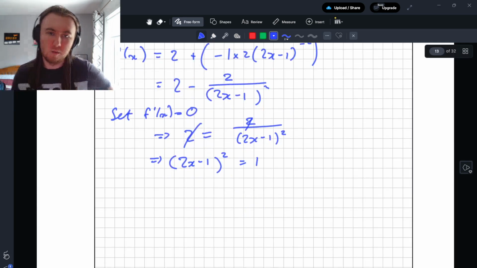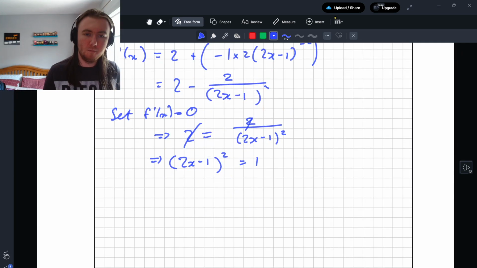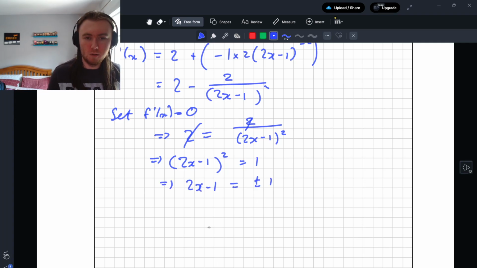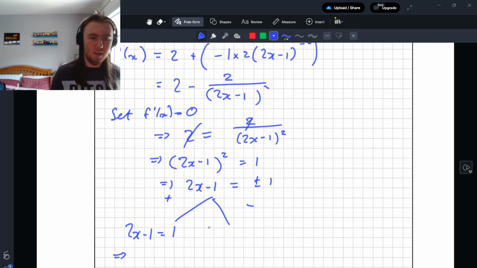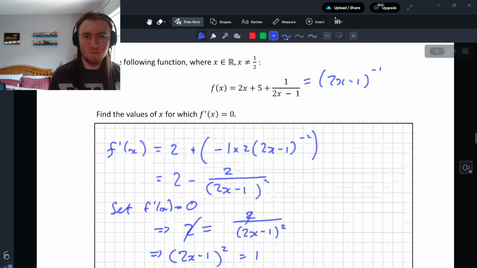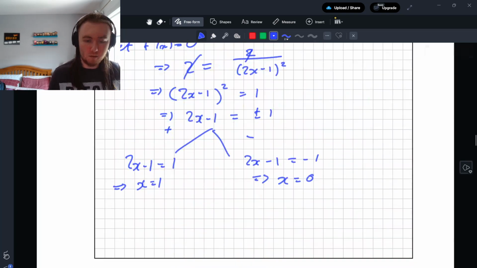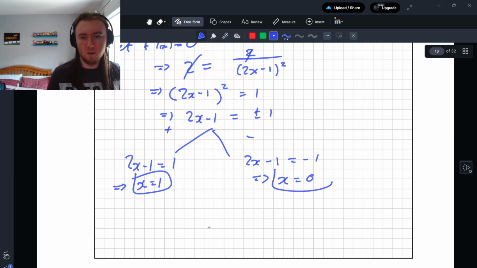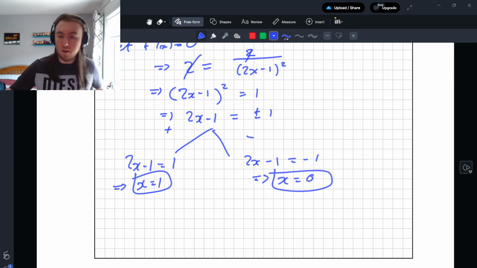So 2x minus 1 squared, multiplying across, is 1. So 2x minus 1 is equal to plus or minus 1. So 2x minus 1 is equal to 1, so one of them is x equal to 1. And then the other one, x is equal to 0. Those are the places where we have turning points, or in other words, where the derivative is 0.